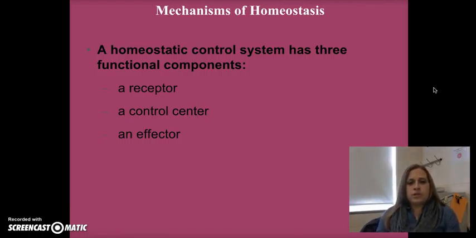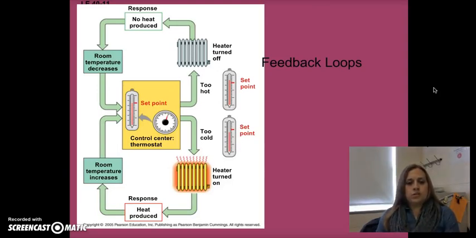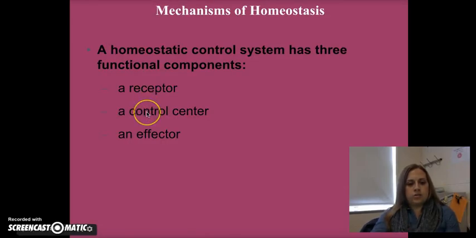So how do we do this? How do we control these systems? The homeostatic control system tends to have three functional components: a receptor, a control center, and then an effector. And so we can look at these when we look at things like feedback loops. So we have the control center, which in this case would be like the set point on a thermostat. So this is our control center. We set our thermostat to a certain temperature that we want it to be. All right, and so that is, again, our control center.